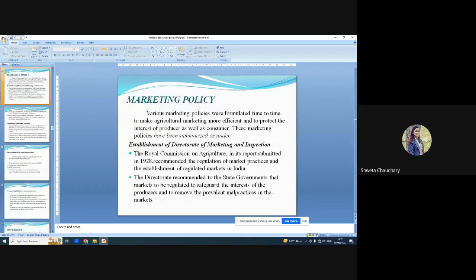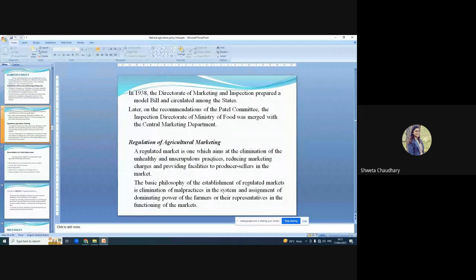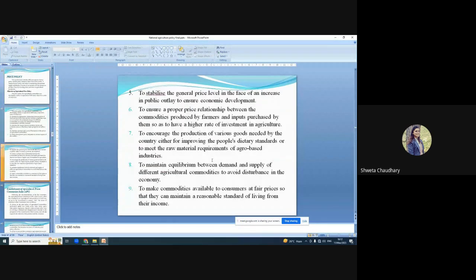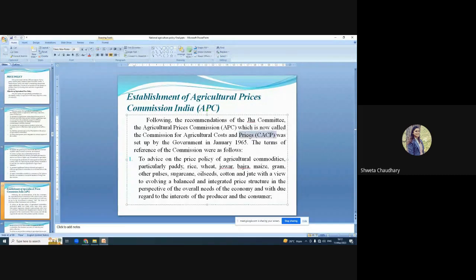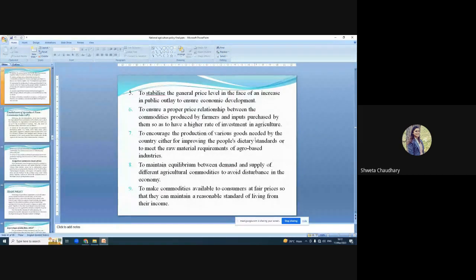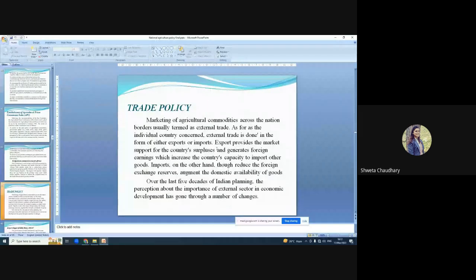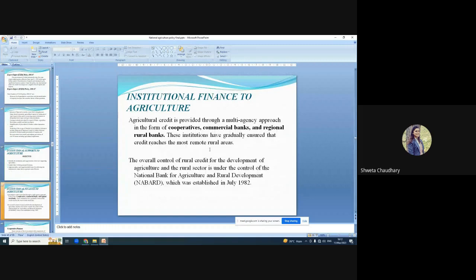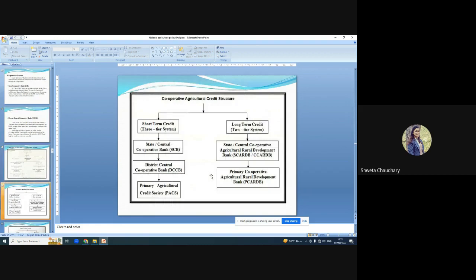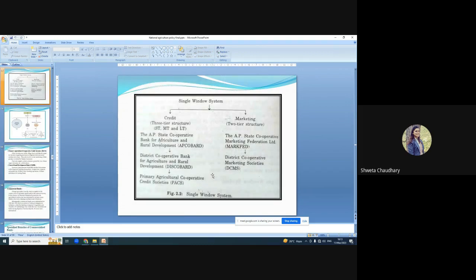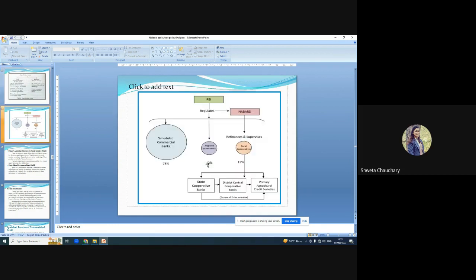Then we have studied marketing. This is the marketing agency that undertakes various marketing regulations. Then price policy we have studied. We have CACP that undertakes the prices. Then in Africa, we have the Competition Commission. Then trade, we have Exim policies. Then institutional, we have various institutions that support the farmers, or if the farmers are not able to work singly, they can work in a group as an NGO or as self-help groups. The support can be provided by cooperative banks, commercial banks, regional banks, NABARD. These are the structures showing how the banking structures can support the farmers in credit facilities. This is how credit flows to the farmer through different banks or societies.